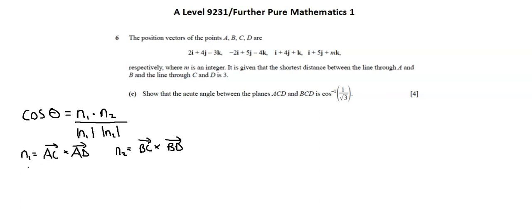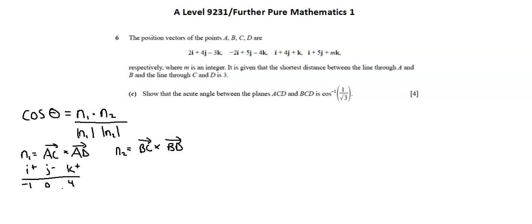Starting with normal 1, I'll set up a table to calculate my minor determinants, I, J, K. I'll put signs to remind me to apply -1 to the minor determinant for J. Now, working with AC, I want to subtract C minus A for I, J, and K. Those values are -1, 0, and 4.